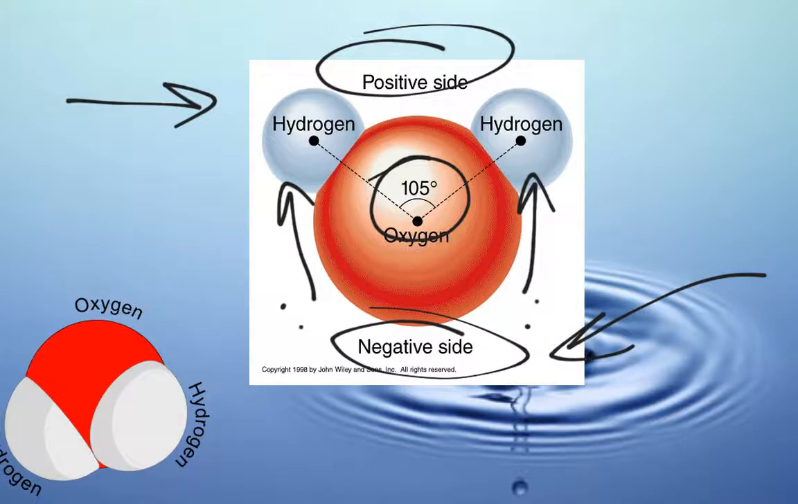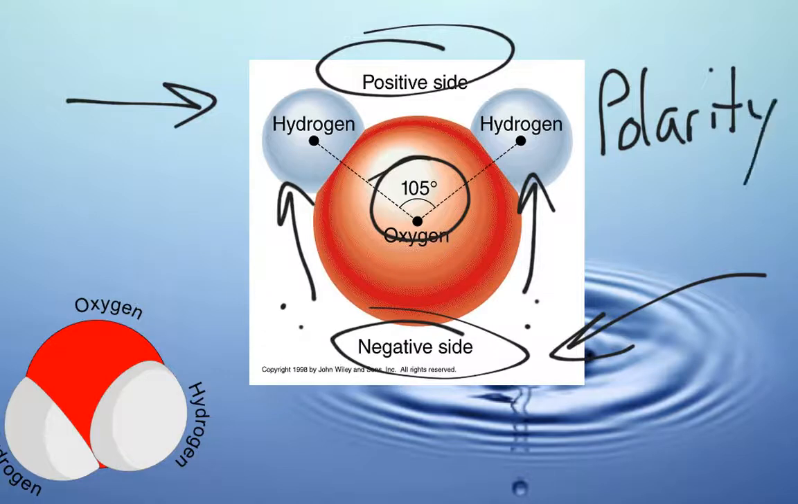So the reason this matters is this pushing of those hydrogens to the opposite side is what contributes to the polarity of the water molecule. It's the reason why you have a positive side and a negative side.